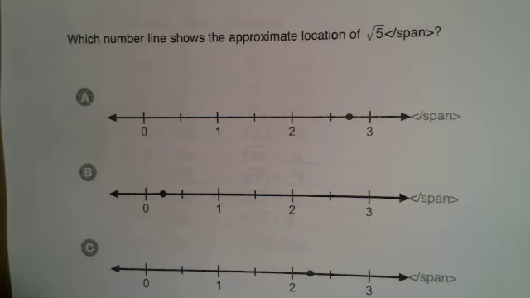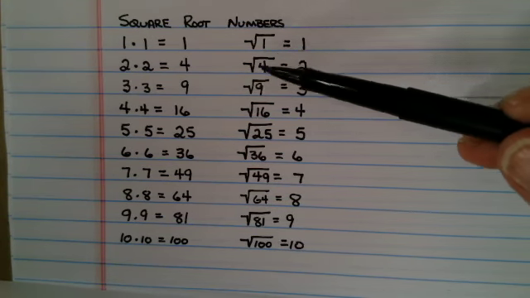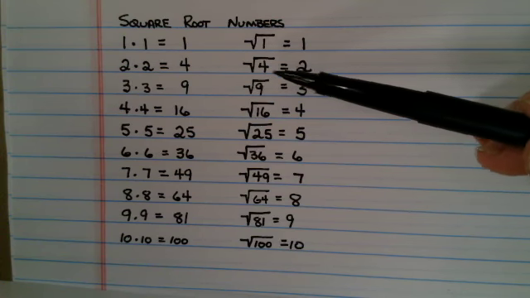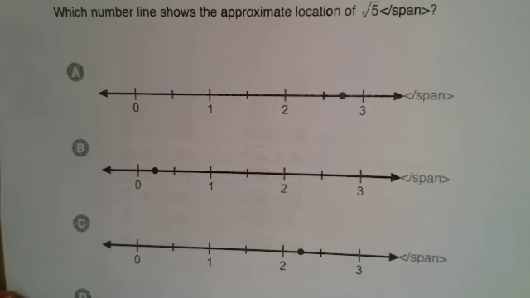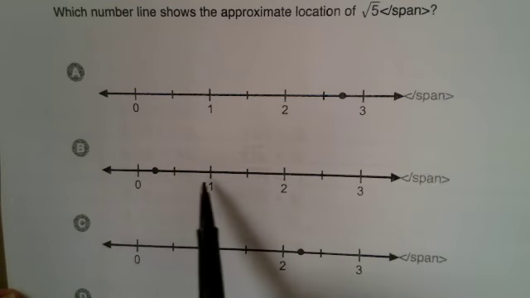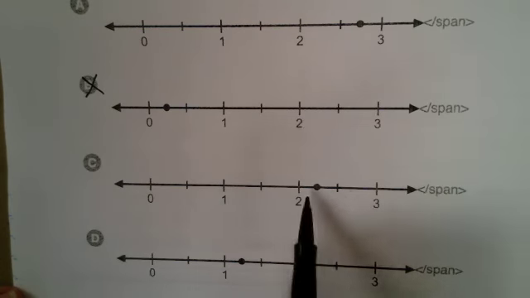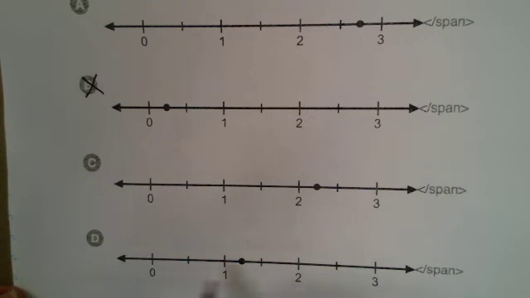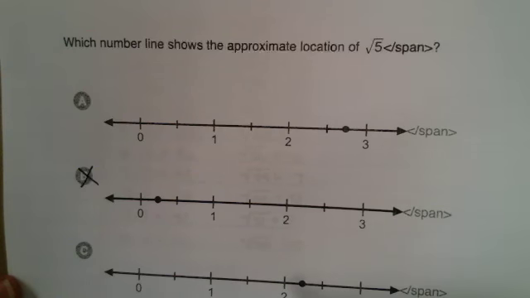Which number line shows the approximate location of the square root of 5? So I look at my charts. The square root of 5 is not in between these two. It would be in between these two. So on a number line, it's going to be in between 2 and 3. So let's look at our choices. This is in between 2 and 3. This one's not in between 2 and 3. So it can't be that one. This one's in between 2 and 3. This one's not. So I've got two choices here. I've got a choice that is closer to 3, and I've got a choice that is closer to 2.